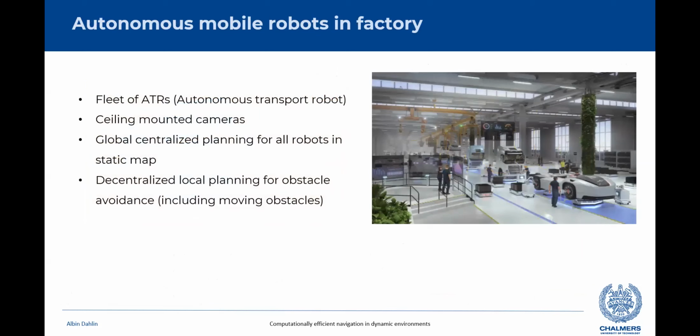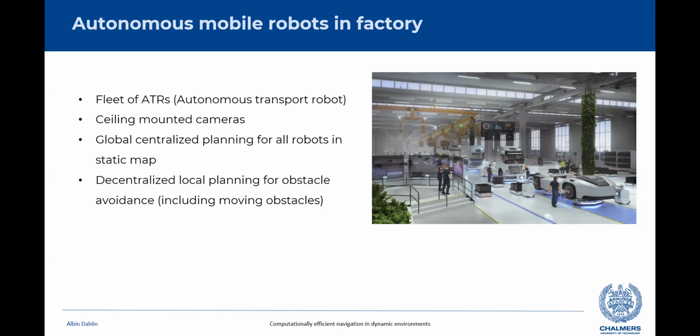But in the second part of my PhD, I've been involved in a project aiming at introducing autonomous transport robots, or ATRs, in the Volvo Trucks production line. The ATRs are allowed to move freely in the area and are not restricted to some predetermined grid of paths, to enable a more flexible manufacturing process.